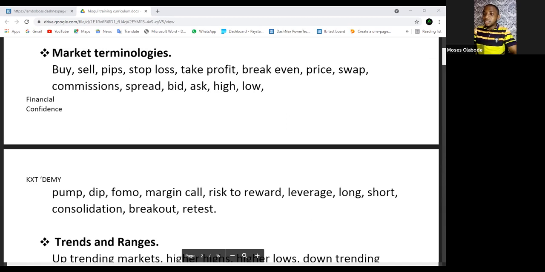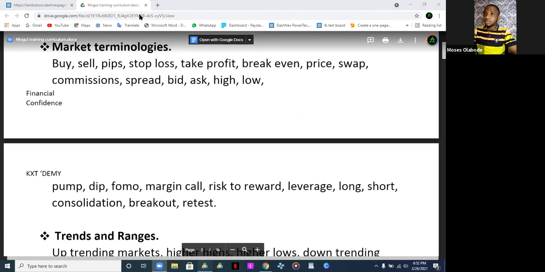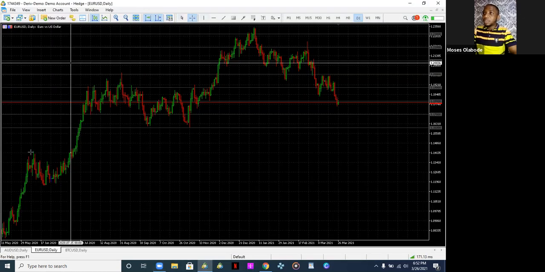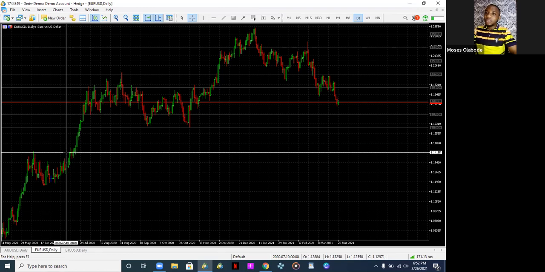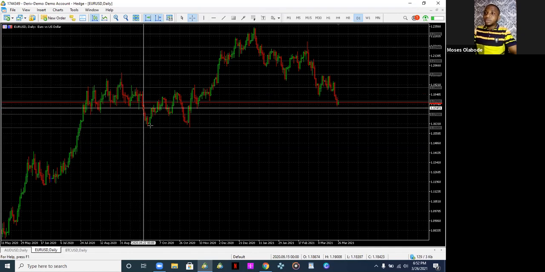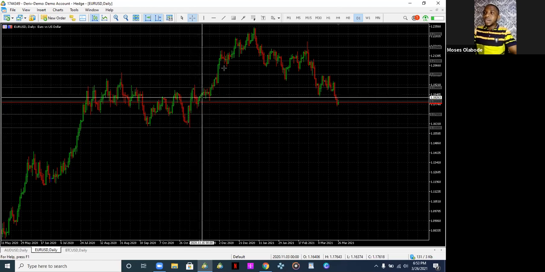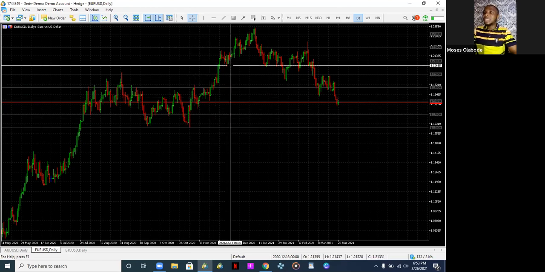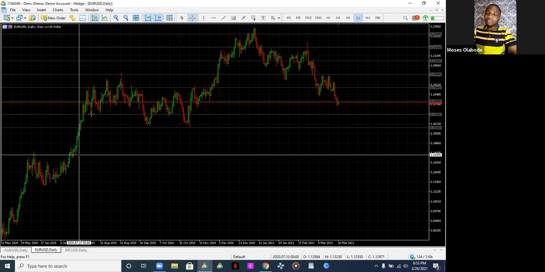Okay. So buy. When I talk about buy, this is what buy means. When the market is going up, the market is buying. So you buy with the belief that the market price will go up. You sell with the belief that the market price will go down. So that is buy. Okay. You buy with the expectation of the market price appreciating in value.